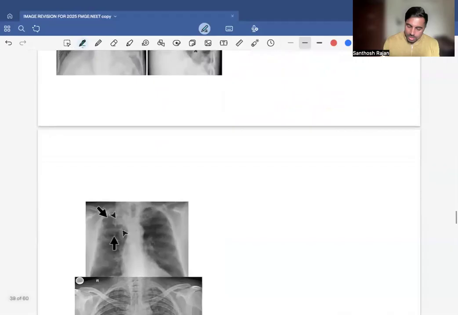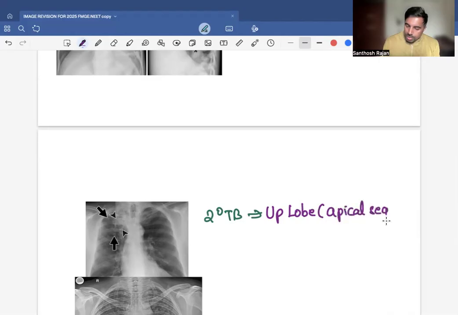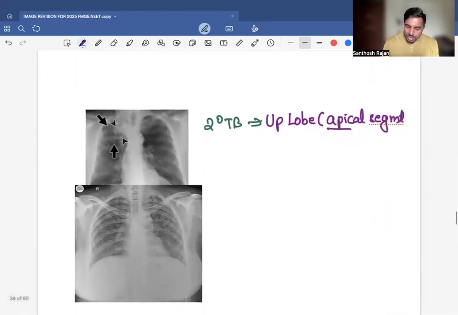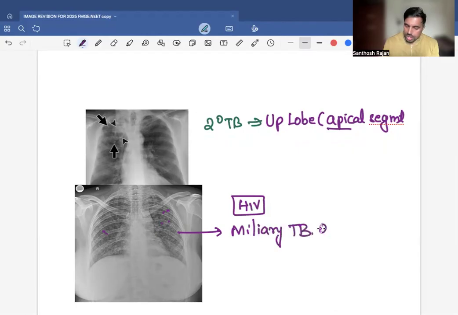Whereas secondary TB is located where? It's located at the upper lobes, apical segment, the apex. That's all. And this is your miliary TB. You see it spread widely everywhere because it's an HIV patient. You will get miliary tuberculosis.